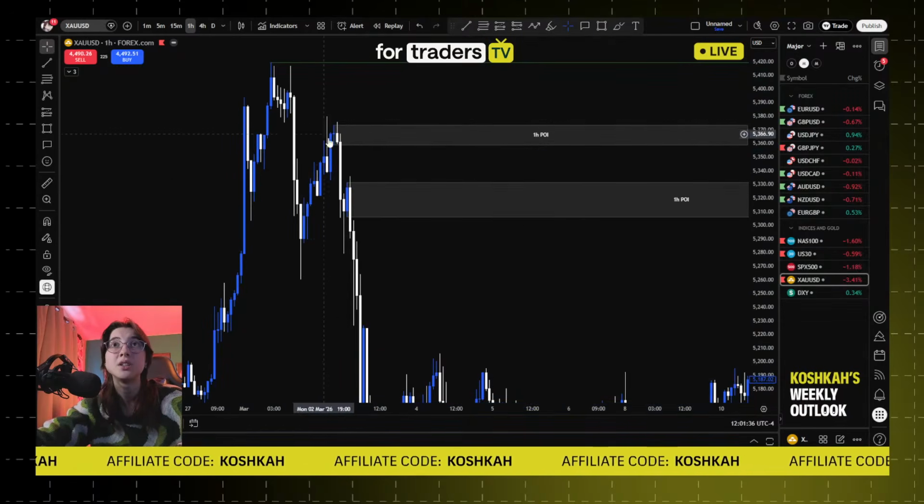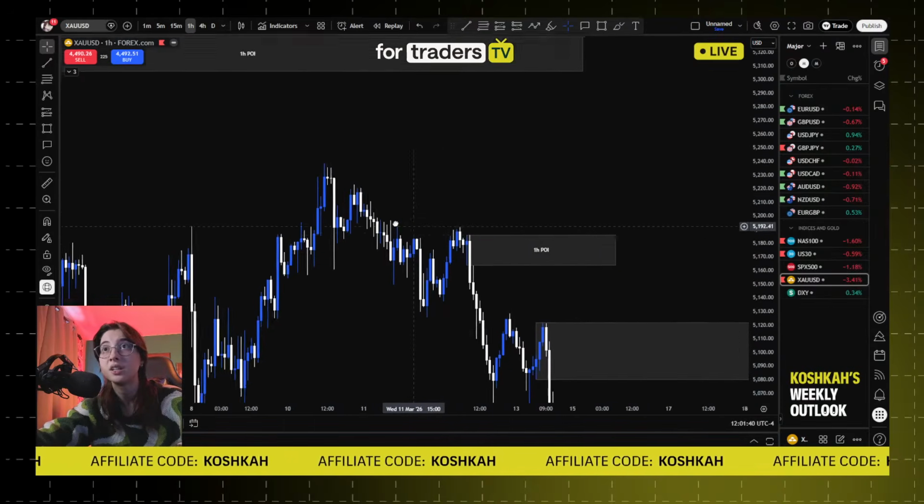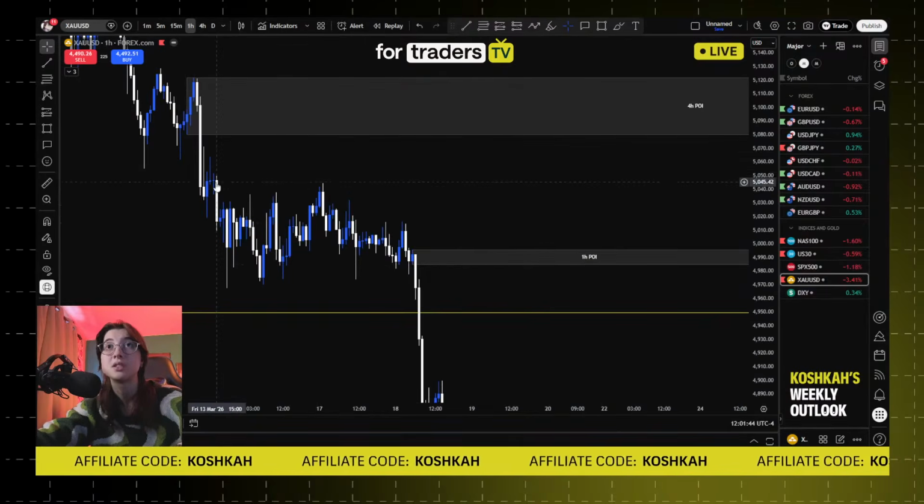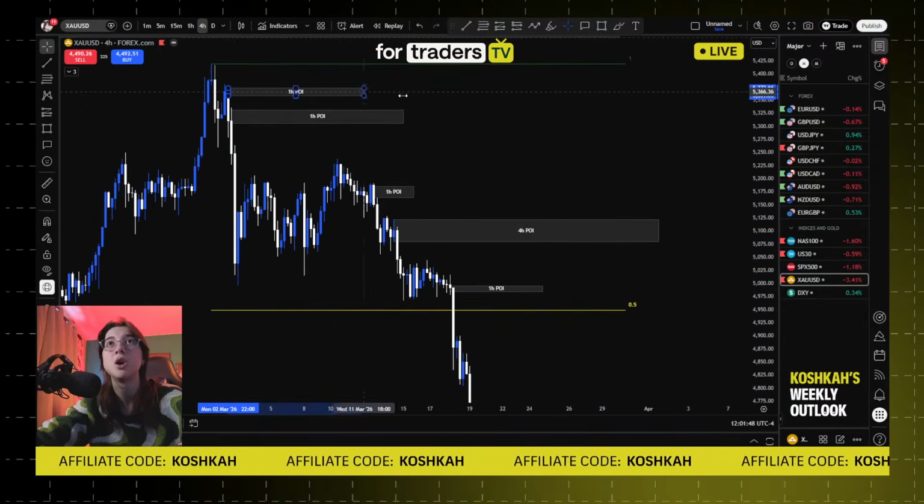Okay, so we have nothing here, 1 POI here that is valid, 1 POI here that is valid, 1 POI here that is valid, this is good, and this is good. Okay, so this is all the POIs we have on gold.